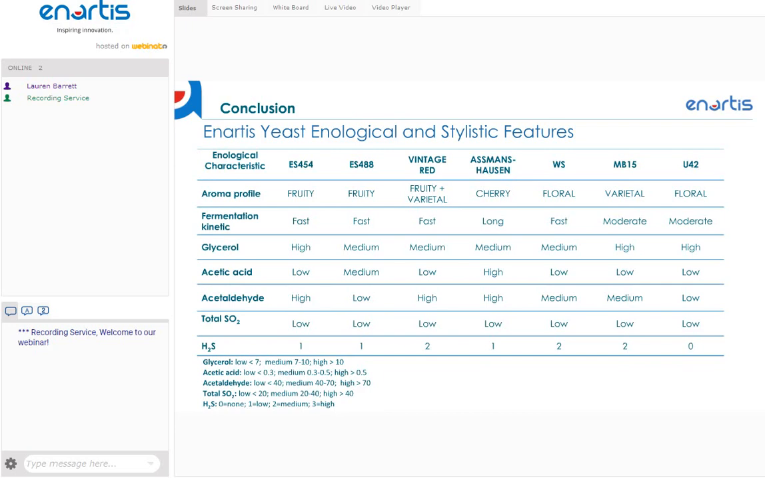Here we have a table compiling all of the different chemical parameters that we analyzed for your reference. We also have some sheets which have a little more detail on the specific nutrient requirements and characteristics of the yeast that we spoke about in this webinar. If anyone has any questions or follow-up, please feel free to email me directly, and I'd be happy to supply you with more in-depth information about what we went over today.